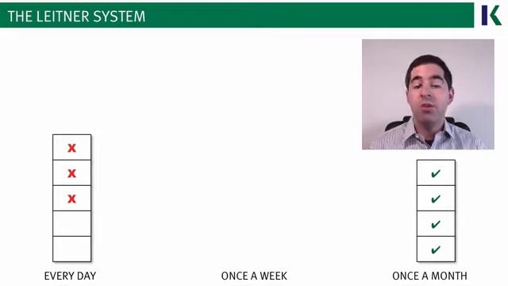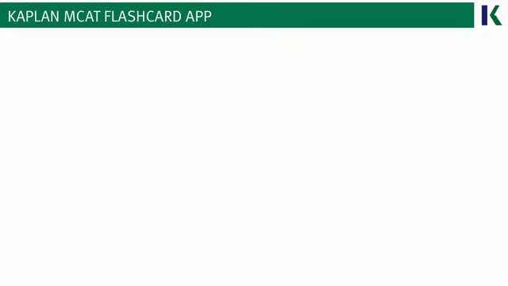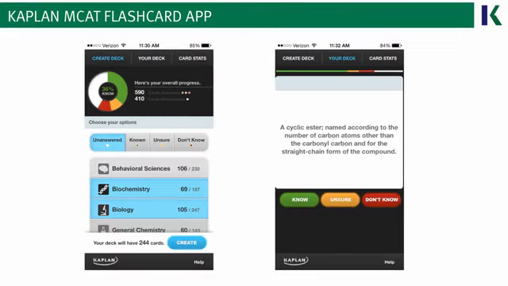Regardless of the method you use, formulas do show up frequently on the MCAT, so it is important to know them before you get to test day. Also, don't forget that your Kaplan course comes with a flashcard app that's both Android and iOS enabled to allow you to study 1,000 of the most commonly tested terms and definitions on the MCAT.